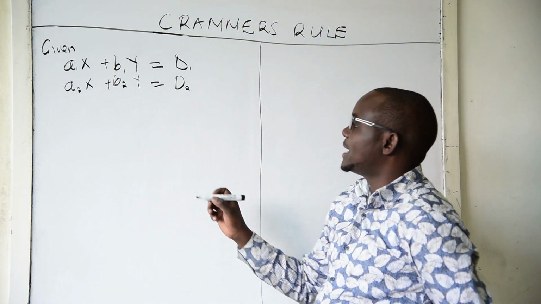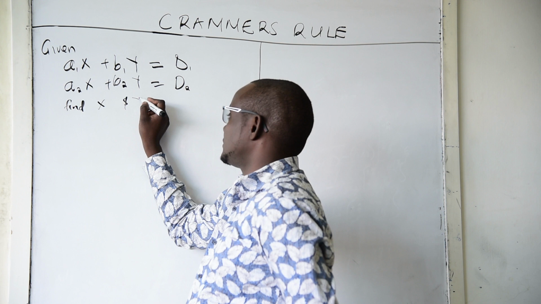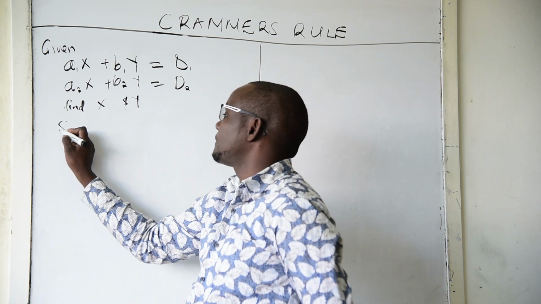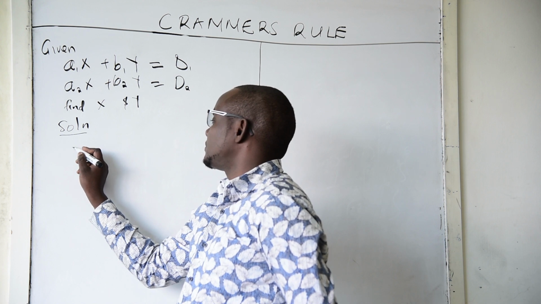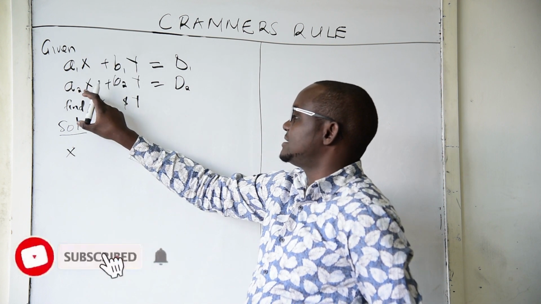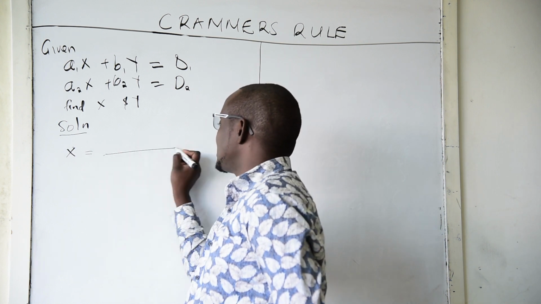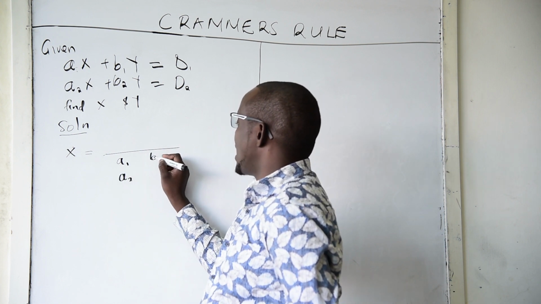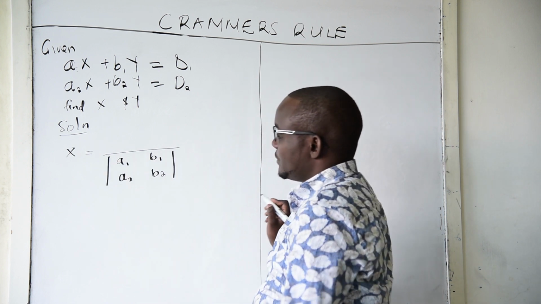And you are told to find x and y. If these two are your simultaneous equations, Cramers Rule argues that for you to get x, first you derive the matrix from this equation. When you derive this matrix, we shall have a matrix like A1, A2, B1, B2, that way.